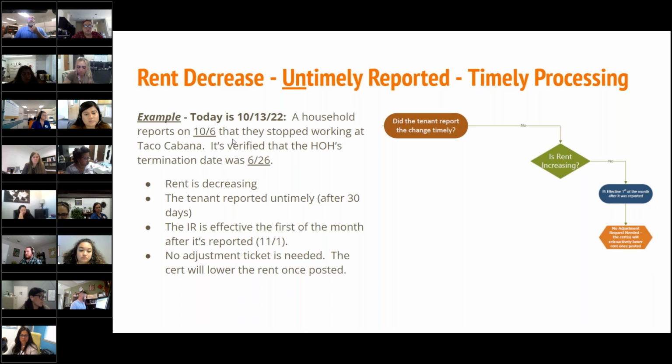It happened on June 26th. They didn't tell us about it until October 6th. The IR is effective the first of the month after it's reported. So even though they stopped working June 26th, they don't get credit, for lack of a better word, for that until an 11/1 IR. They still owe the higher amount for July, August, September, and October. We still don't need an adjustment ticket. They owe all that back rent, all the higher rent from before. It's just that their lower rent doesn't take effect until November 1st.